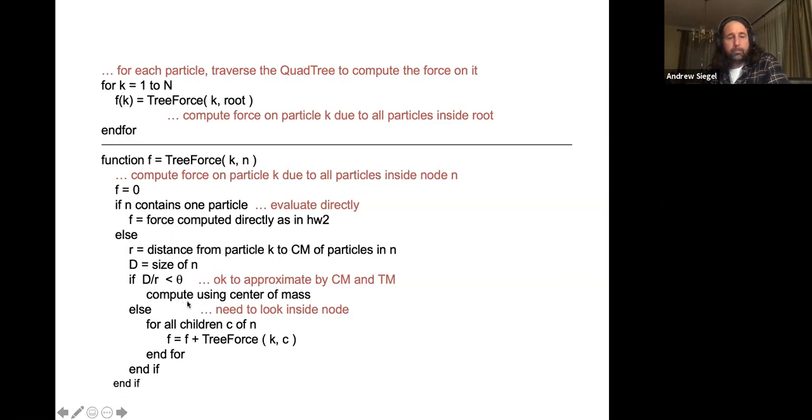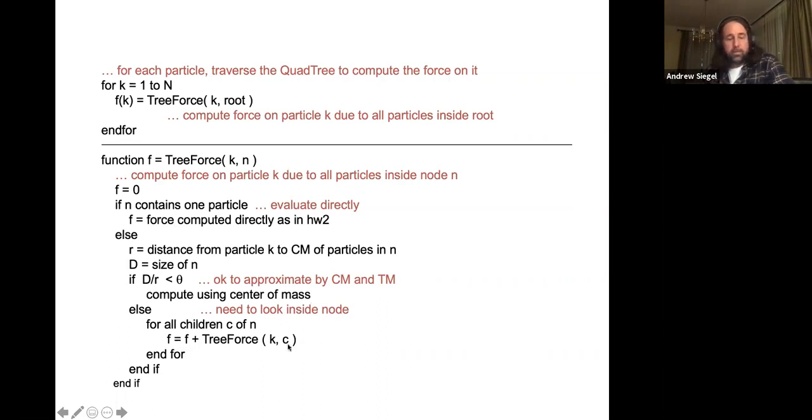Okay, so if our approximation is okay, we are just going to use the center of mass. It's not a leaf node, right? But we're going to use the center of mass associated with that node, which contains subnodes, which have particles in them. If it's not okay, though, then we're going to have to look inside the node. So we're going to loop over all the children of the node, and we're going to add up the sum of the forces exerted by each of those children nodes.